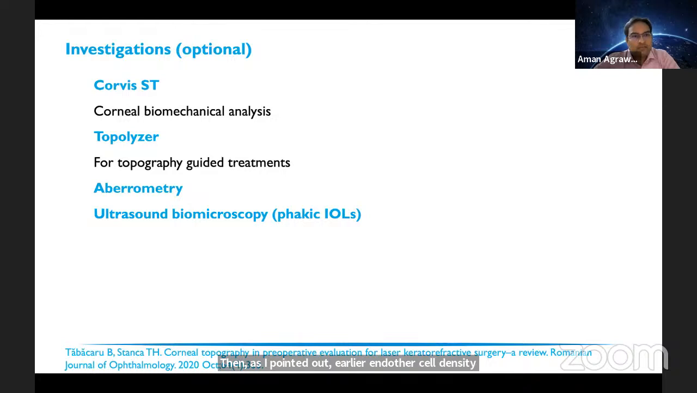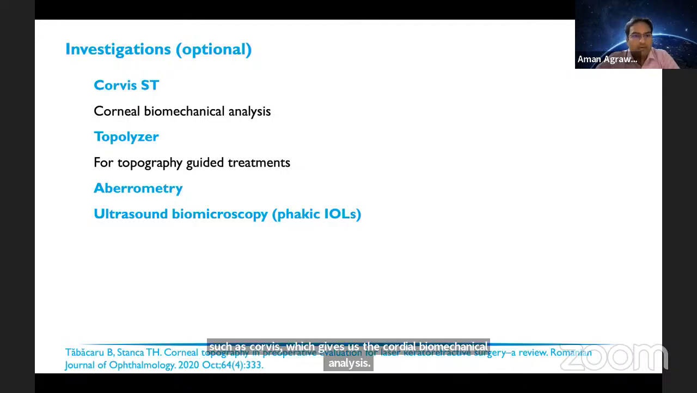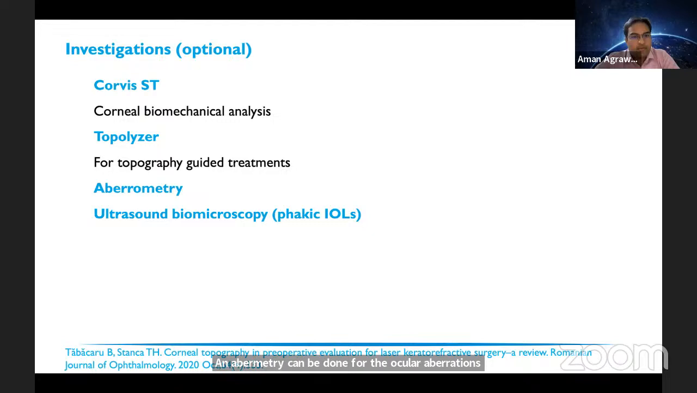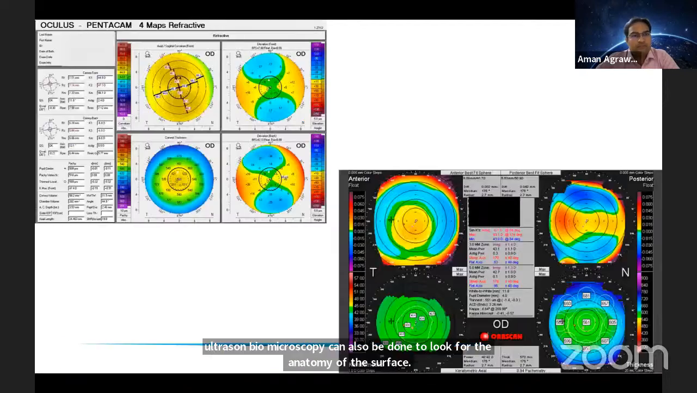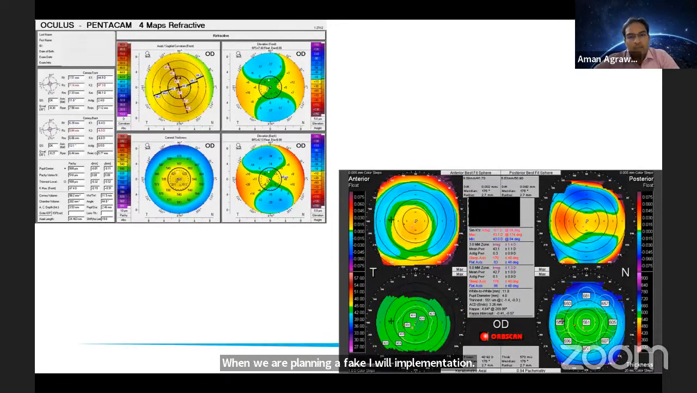Now, there are other investigations that are optional, such as Corvis ST, which gives us the corneal biomechanical analysis. A Topolyzer can be used if we are planning on a topo-guided treatment. An aberrometry can be done for the ocular aberrations. And ultrasound biomicroscopy can also be done to look for the anatomy of the ciliary sulcus when we are planning a phakic IOL implantation. So these are two maps, one from Pentacam, one from OPD-Scan.